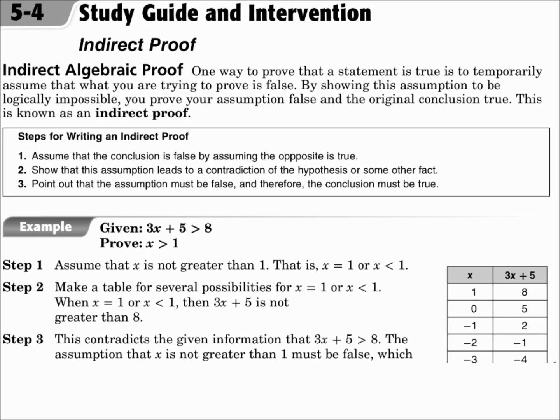To do this, assume the conclusion is false. So whatever you're trying to prove, assume the opposite. Then show that that assumption is impossible. It will lead to a contradiction of the hypothesis or some other fact. And since the opposite is false, then the original conclusion must be true.